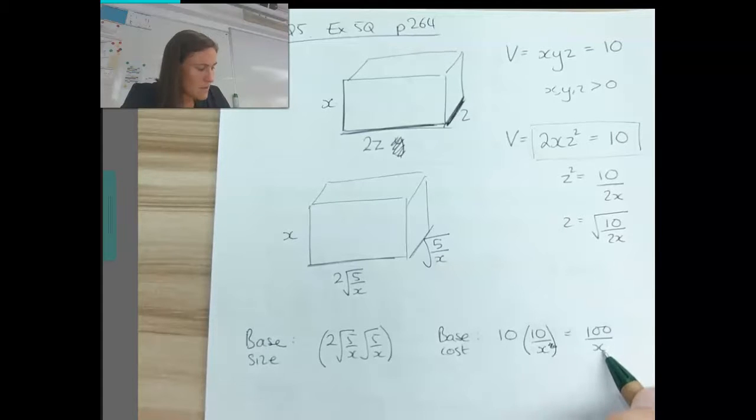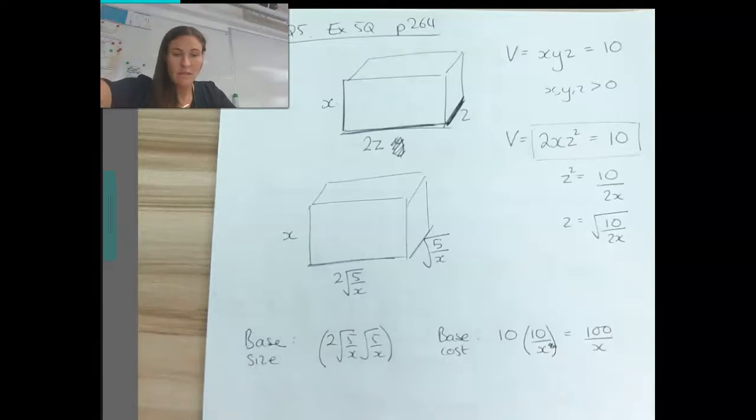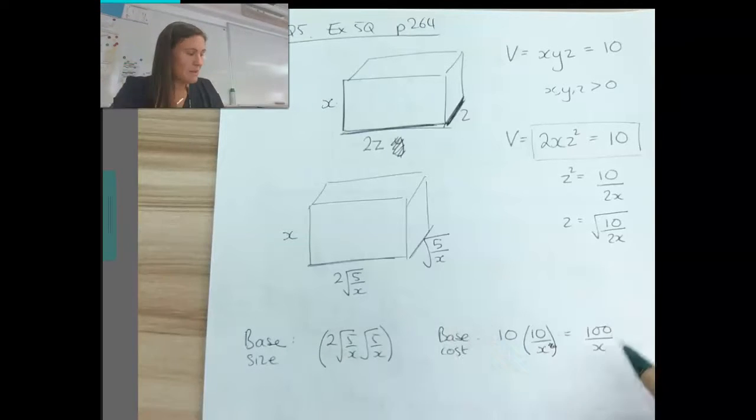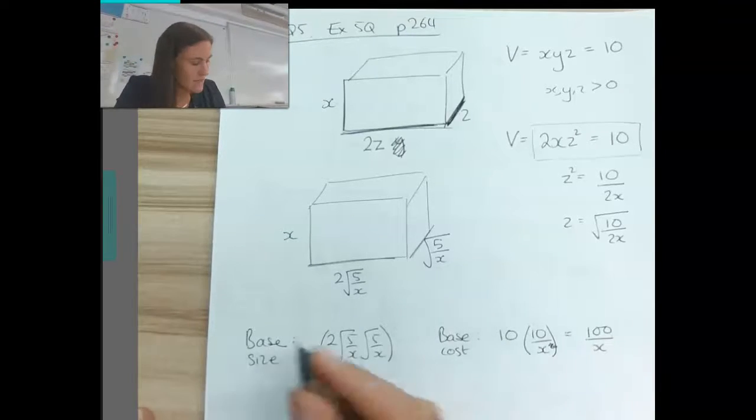Okay, which basically tells me that if the height is 1, the base will cost $100. If the height is 10, the base will cost $10, right? Because the base will be smaller, so it will cost less. So it might look confusing, but it kind of does make sense.